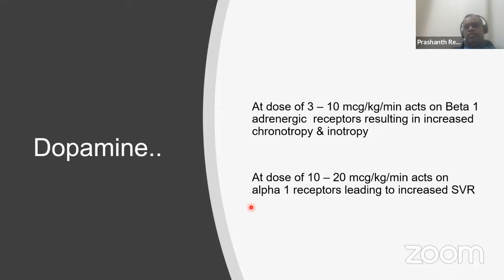At moderate doses of 3 to 10 micrograms per kg per minute, it acts on beta 1 and beta 2 receptors, leading to chronotropy and inotropy. And at higher doses, more than 10 micrograms per kg per minute, it acts on the alpha 1 receptors, leading to vasoconstriction. Dopamine, apart from acting directly on the receptors, also induces the release of norepinephrine, and so that way it has both direct and indirect actions as a sympathomimetic.